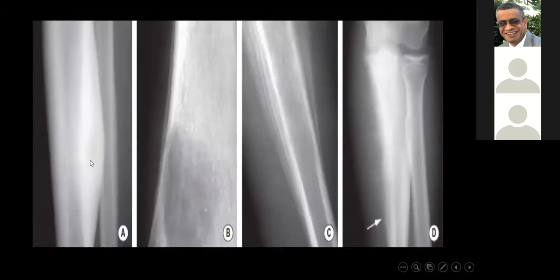Again, this is a benign type periosteal reaction with solid type. This is a single layer periosteal reaction because of infection. This is multi-layered in a case of Ewing sarcoma, and this is again Ewing sarcoma, but a spiculated type of periosteal reaction.